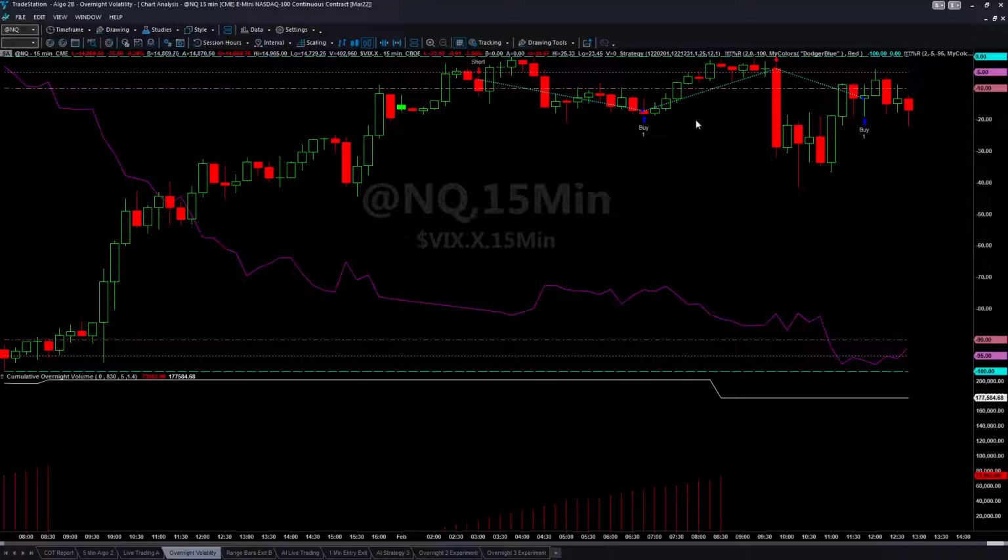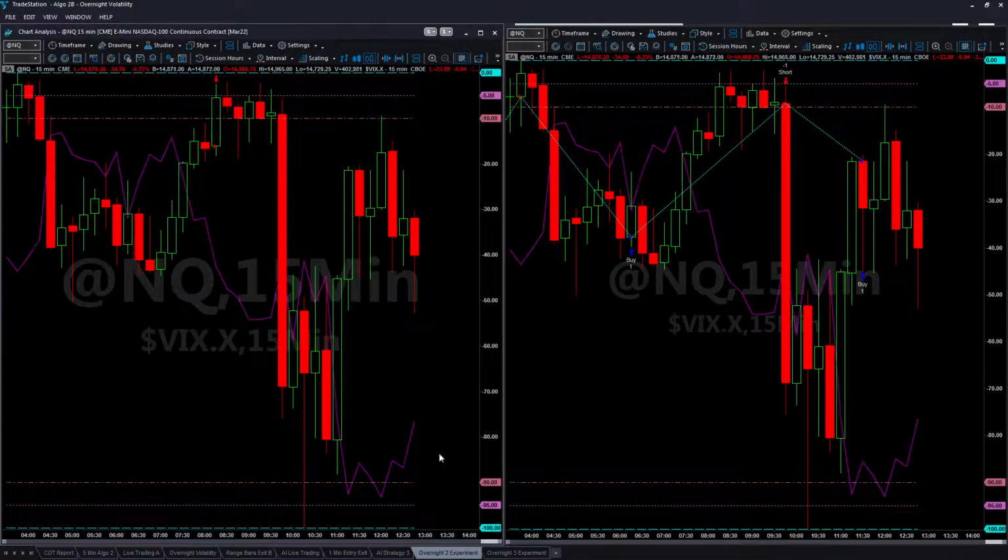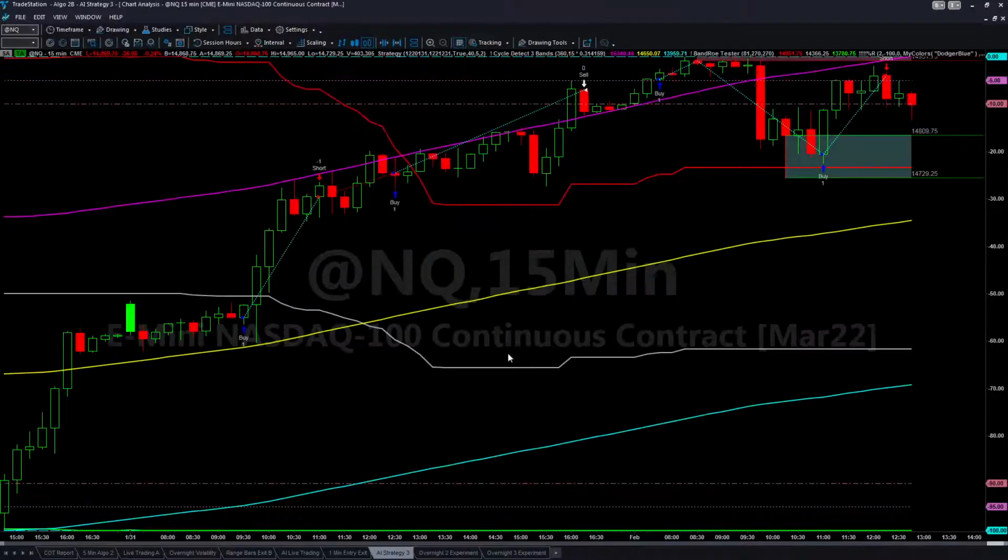And again, this is the overnight. And my experiments with the overnight, with a different algo right here, looks short, looks long. It's kind of confusing. That's the reason I don't really pay too much attention. This is all an experiment right now. So I'm just going to keep this here because this is the one I'm really looking at and the one I'm going to be trading as well.